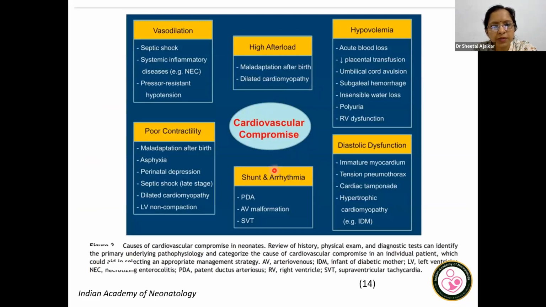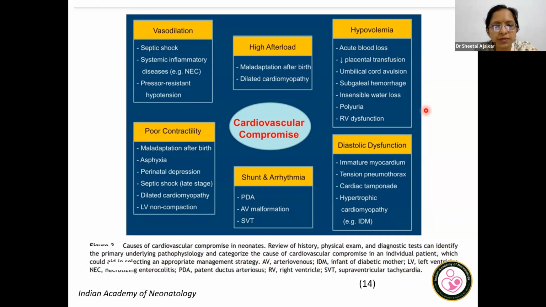So when we look at the baby with a cardiovascular compromise, there can be different reasons. Vasodilation can be there in cases of septic shock, systemic inflammatory diseases like NEC, and pressure resistant hypotension. High afterload can be there because of maladaptation after birth and dilated cardiomyopathy. Hypovolemia, we know, acute blood loss, decreased placental transfusion, umbilical cord avulsion, subgaleal hemorrhage, insensible water loss, polyuria, and RV dysfunction. Poor contractility, like in asphyxia, perinatal depression. Septic shock can also have poor contractility, dilated cardiomyopathy, and LV non-compaction.